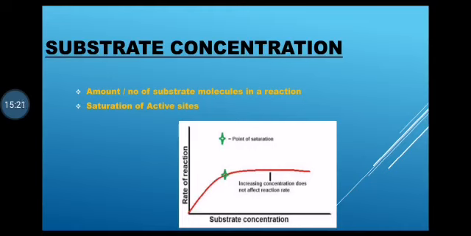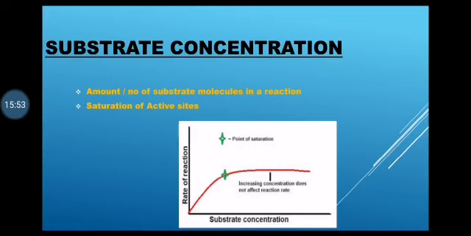When the active sites of all the enzymes are occupied, there are no more enzyme molecules available for the substrates. The substrates will not find more active sites. This state is called saturation of active sites. It means all the enzyme molecules have their active sites saturated, and now there are no more enzyme molecules available for the substrate, and the reaction rate does not increase.